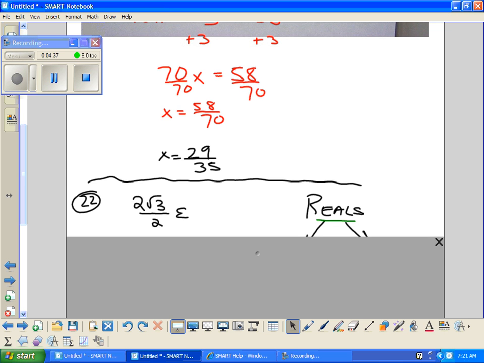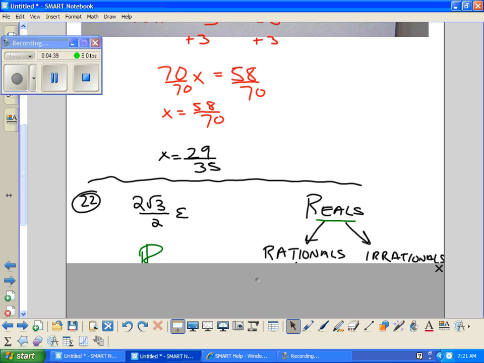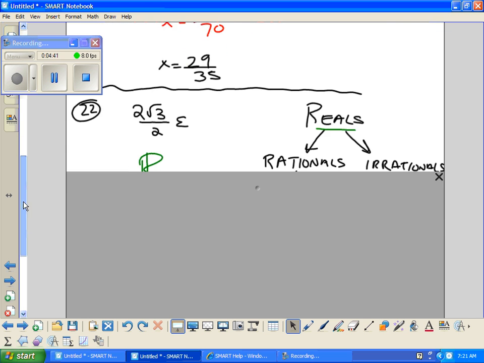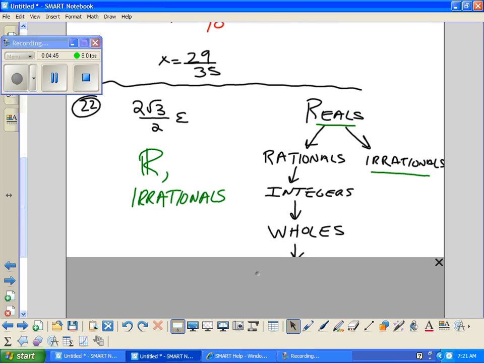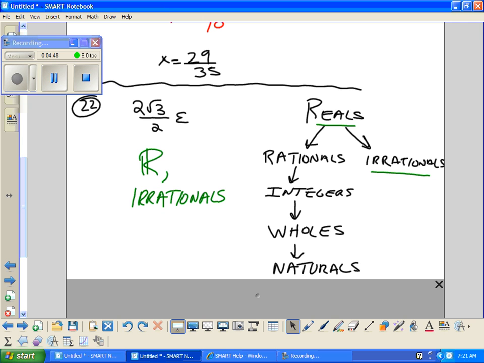Problem 22 is identifying the sets. And if you don't recall, there is our graph here. And since this has a radical in it, it can't be reduced. That makes it irrational. And if it's irrational, it is also real. Everything we do this year in Algebra 1 is real.